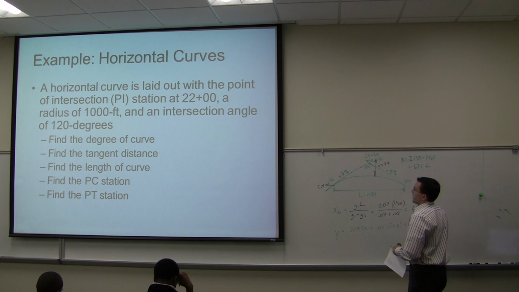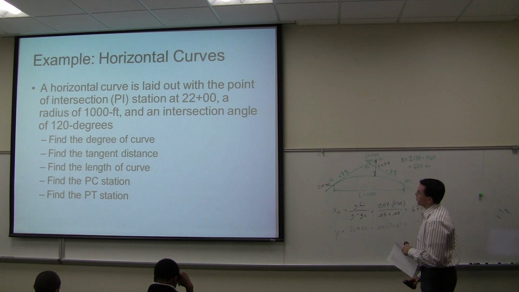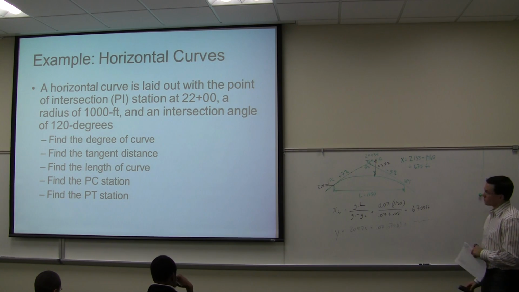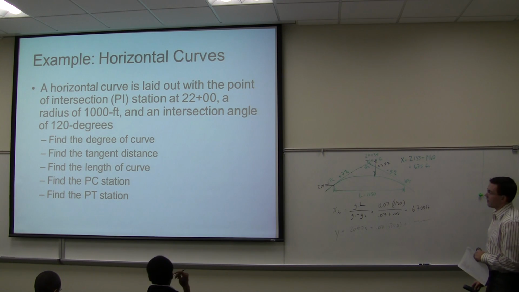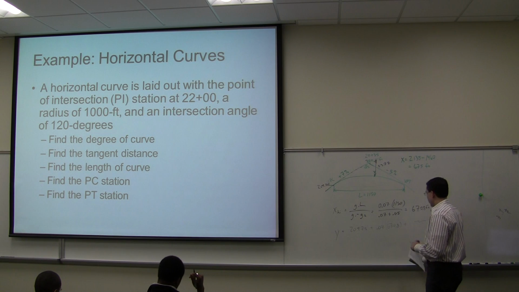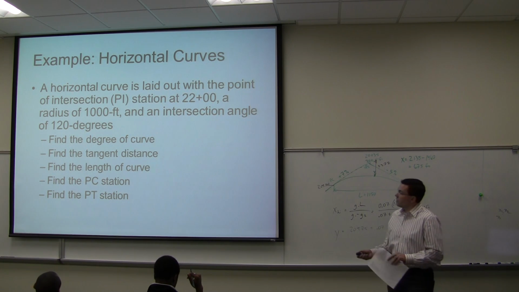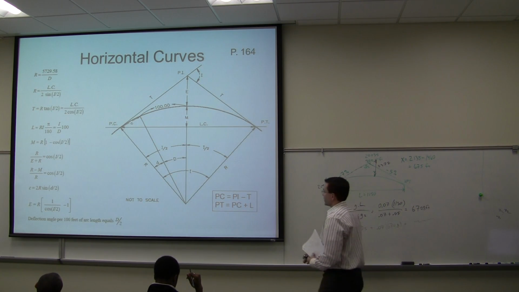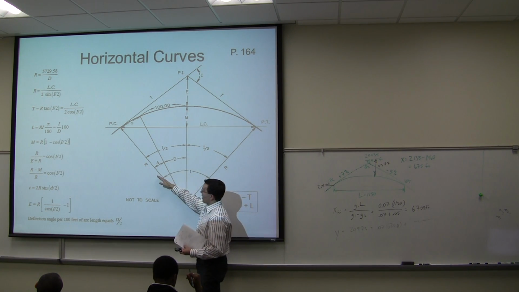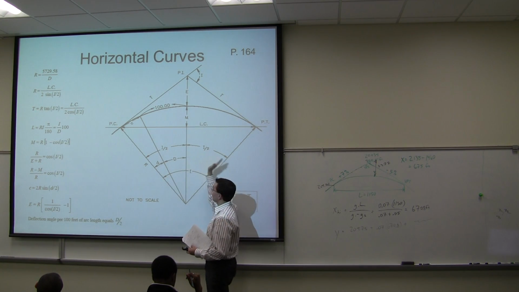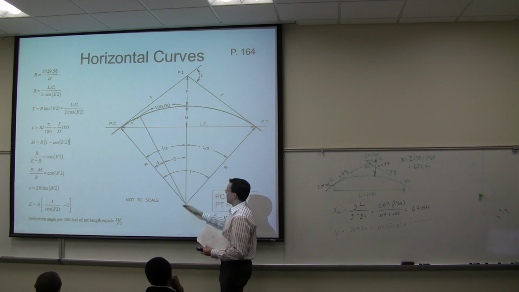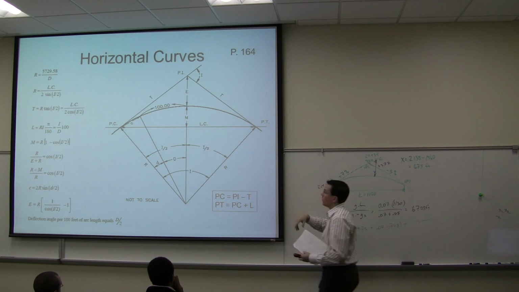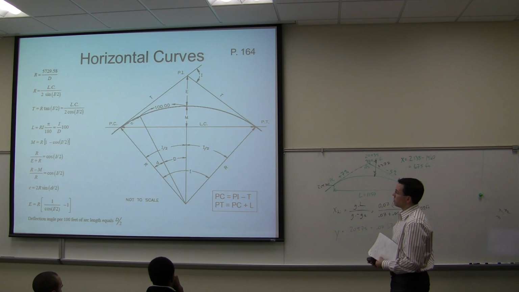So a horizontal curve is laid out with the point of intersection at station 22+00. The curve has a radius of 1,000 feet and an intersection angle of 120 degrees. So looking back here, intersection angle is basically how far the curve lasts from the PC to PT. If you have a small intersection angle, it's a really short curve. If you have a larger intersection angle, you're going to have a much larger value of I.